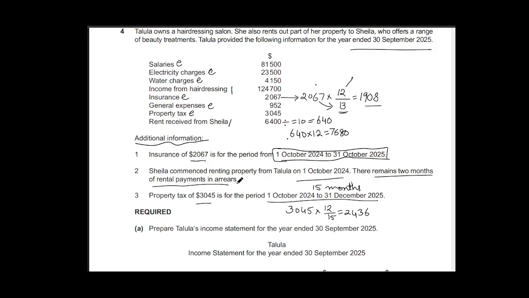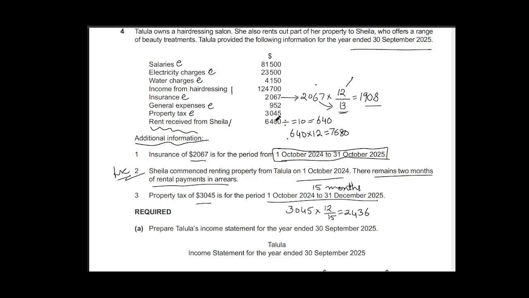It means 2 months rent has not been paid, and we are receiving the rent. You can see rent received from Sheila. It means this adjustment is about our rental income. So 2 months rent has not been paid. There remains 2 months of rental payment in arrears, meaning that 2 months rent is still due.